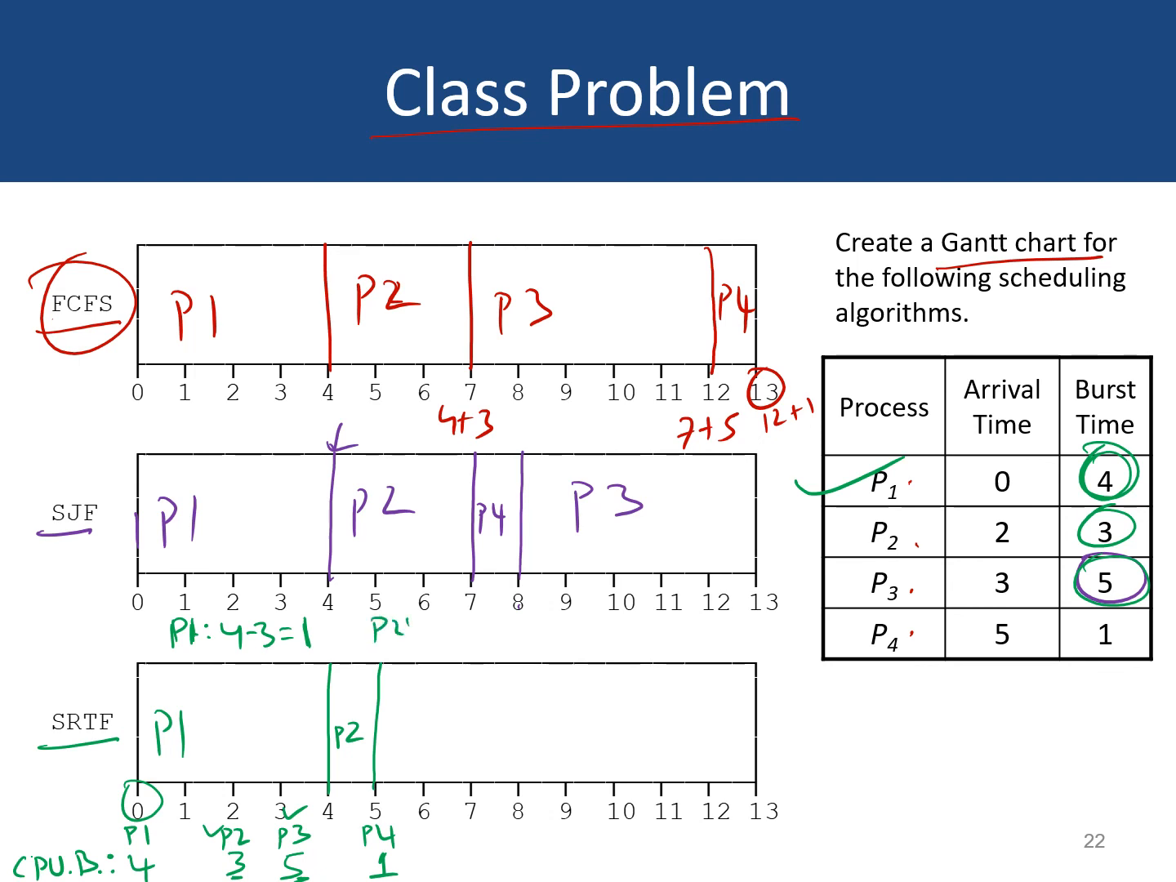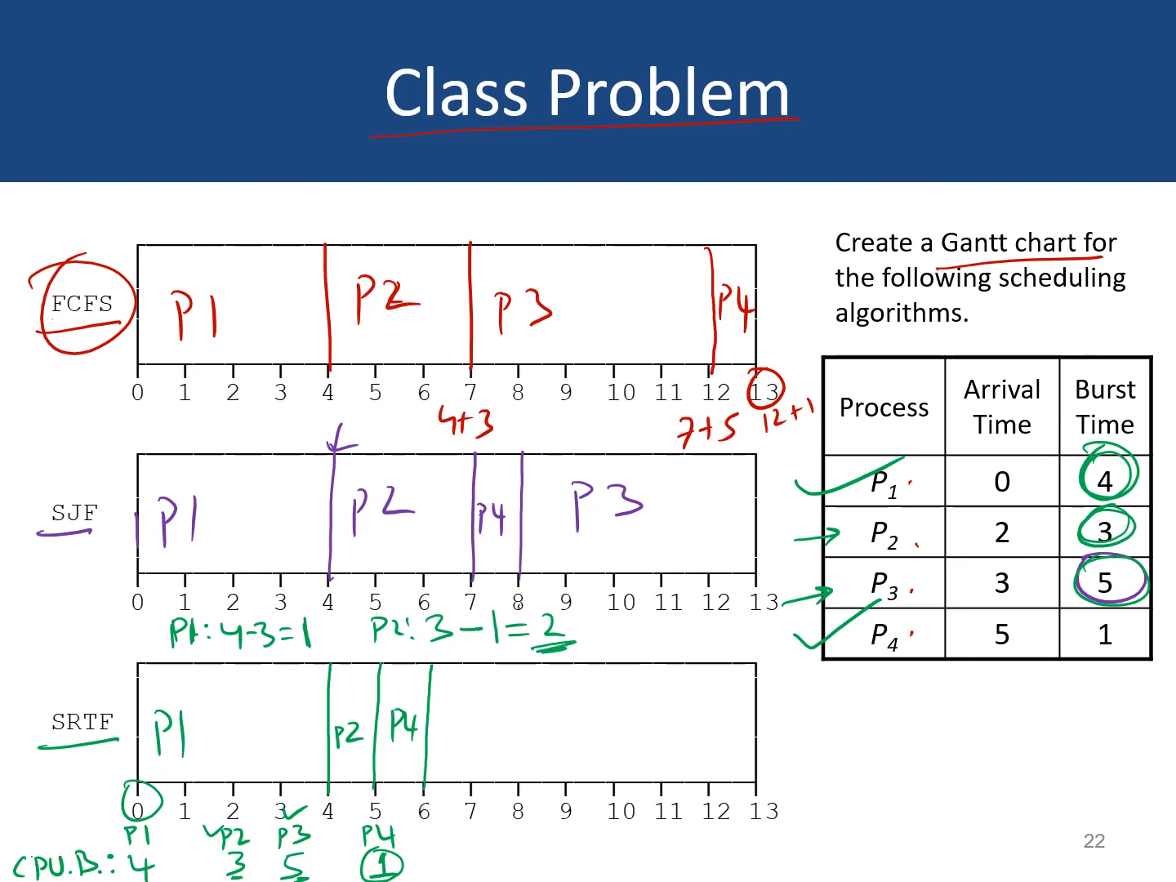At this time P2 has already executed for 1 time unit and its original CPU burst is 3, so the remaining time is 3 minus 1, 2 milliseconds, and for P4 its CPU burst is 1 millisecond. Therefore P4 will preempt P2 and P4 will be allowed to execute, so it will start at 5 and it will finish at time 6.